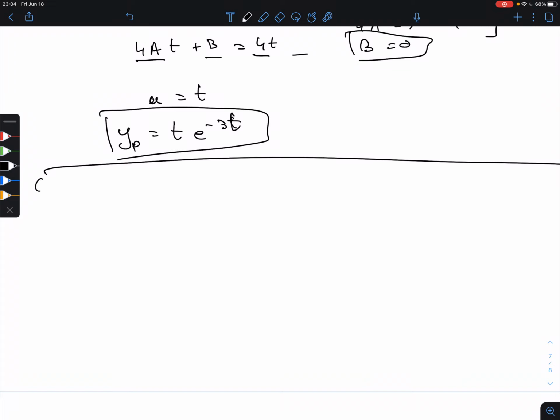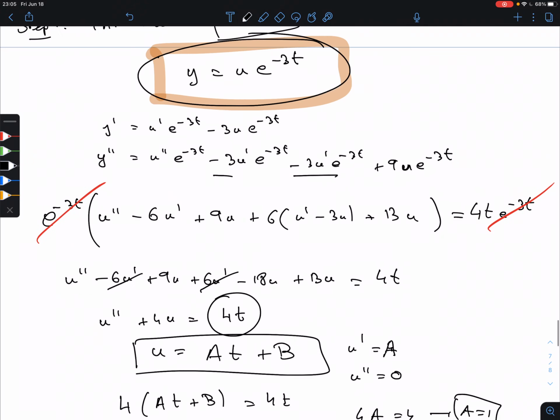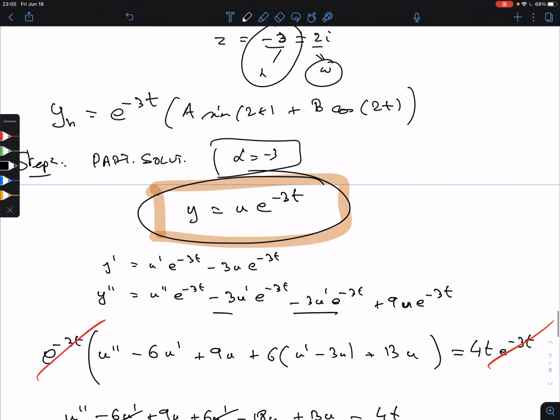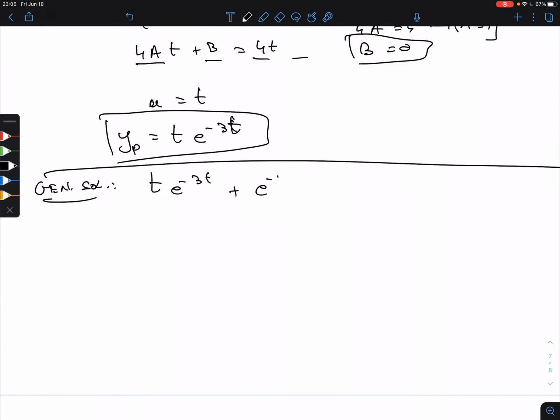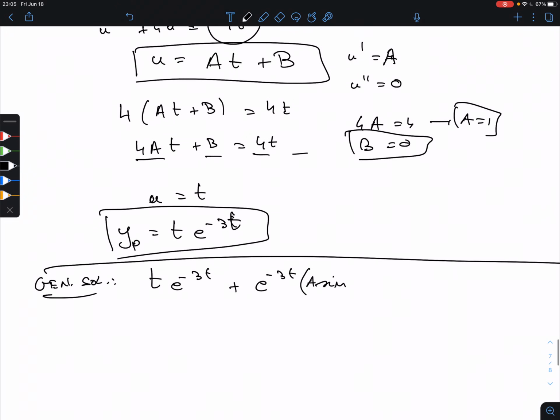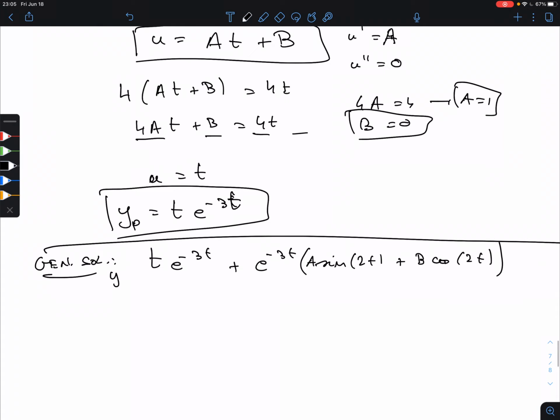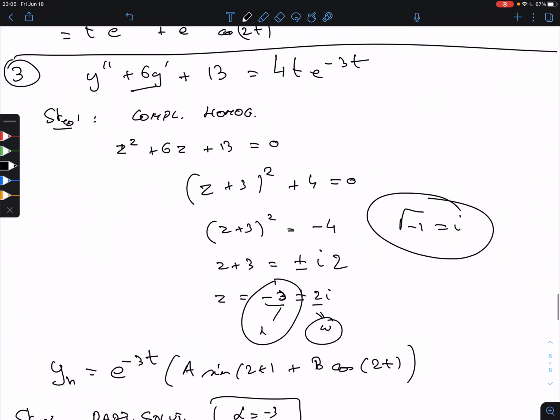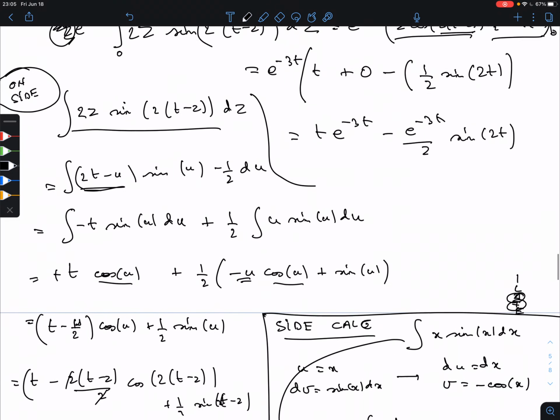So the general solution is the sum of this particular solution, t e^(-3t), plus these two homogeneous ones. That was an e^(-3t) times, what was it, a sine 2t plus b cosine 2t. And now we need to determine a and b, so that is our y, and our initial conditions. So if t is 0, then y was 1, I think, and the derivative was 2.